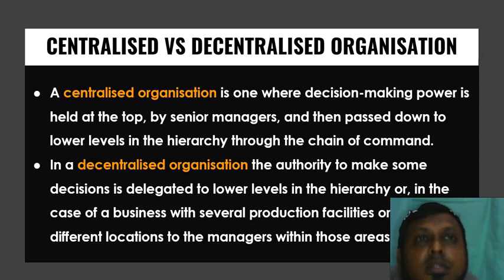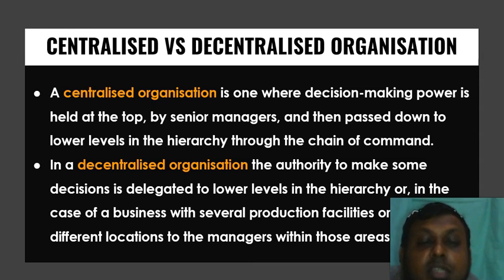Now let's look at what a centralized and decentralized organization is. A centralized organization is one where decision-making power is held at the top by senior managers and then passed down to lower levels in the hierarchy through the chain of command. Many international franchise companies operate a mainly centralized organization structure. They do this to make sure that they control what each franchise outlet offers to customers. Some of the fast food chains operate in this way.